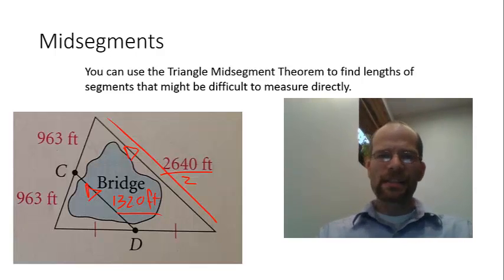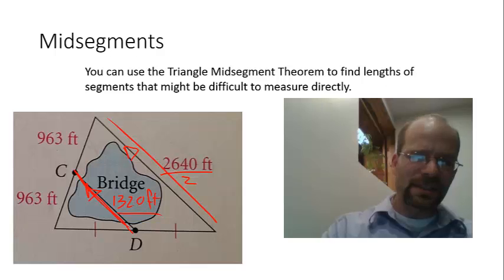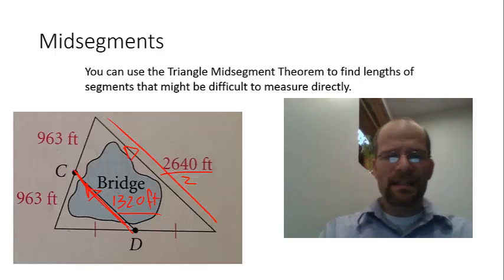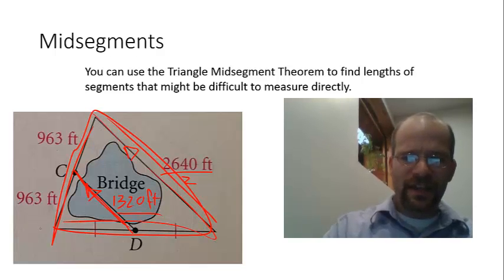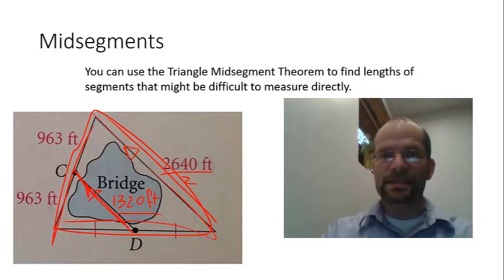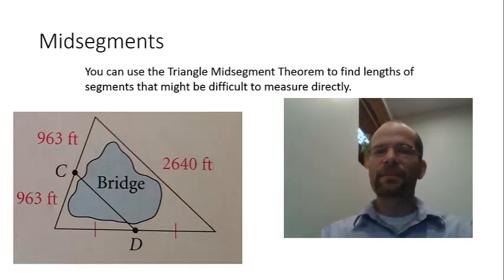And you can see that in real life, this may actually be helpful. In fact, surveyors use methods like this all the time. It's really difficult to walk across and measure this segment through the water. So instead, there are times when they may survey around the lake and use their surveying measurements in order to determine the distance from C to D. We can do that with geometry.